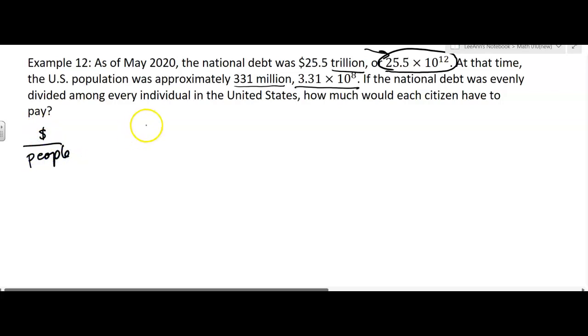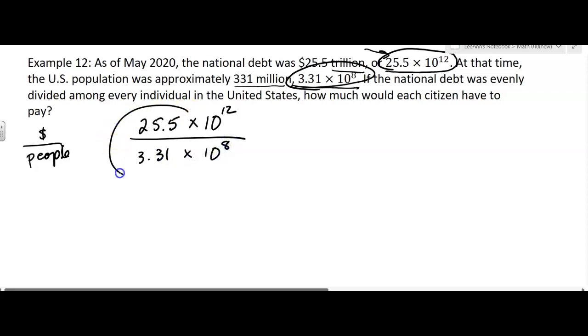So then that looks like it's 6. The money is 25.5 times 10 to the 12th. I'm just going to go with the number they gave me, even though it bugs me. And then here's the number of people, 3.31 times 10 to the 8th.